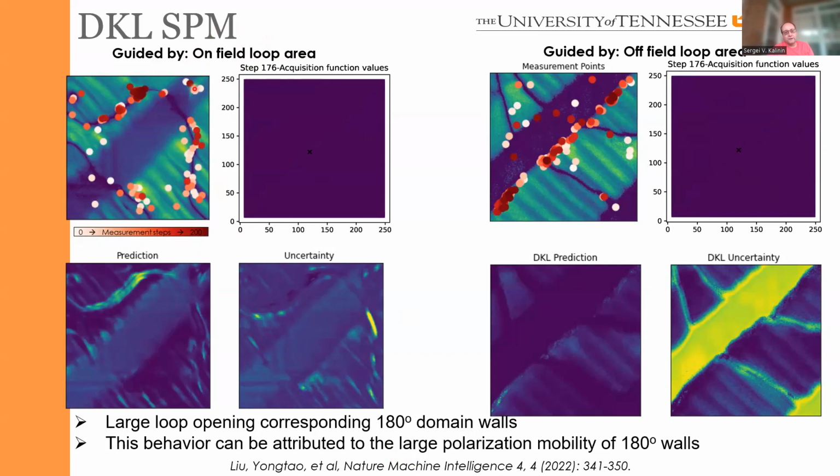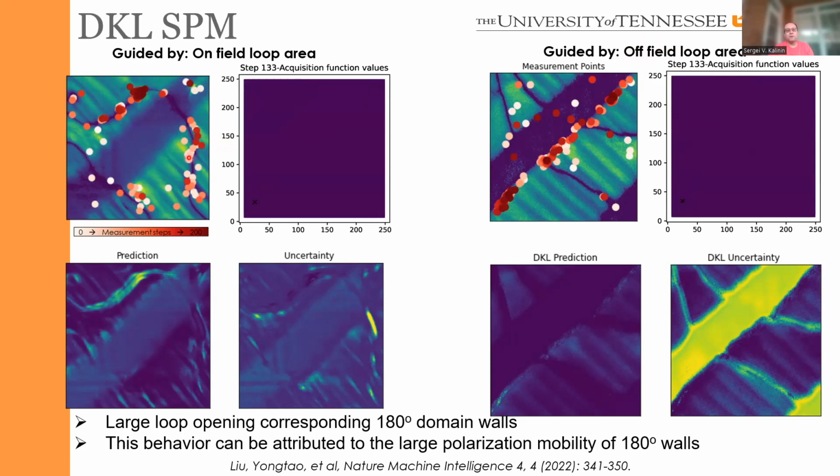Then it explores here. Then it discovers this region. And then it basically stays and points that the on-field hysteresis loop area is maximized on the ferroelectric wall. If we choose our criterion and pick off-field loop area, it shows us that the hysteresis loop area is maximized on the ferroelastic wall.